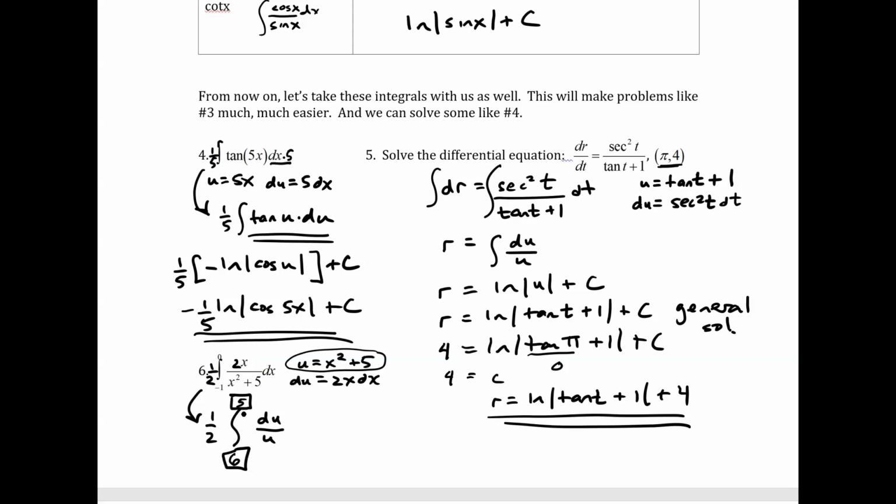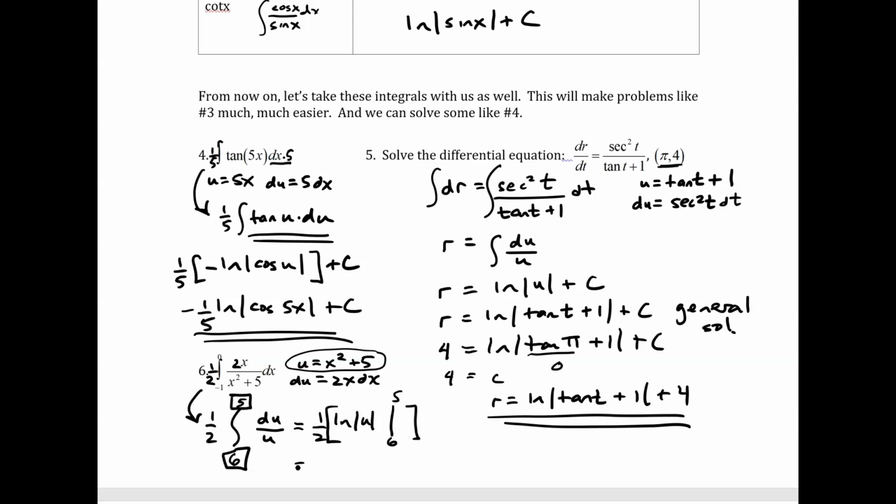And I know in the past I said maybe switch these when the upper limit is not bigger than the lower limit. But if I switch them, then I have to introduce a negative into the problem. So I'm almost just going to leave it like this. So this is an entirely new problem at this point, and this becomes 1/2 natural log of the absolute value of u, where u is going from 5 to 6.